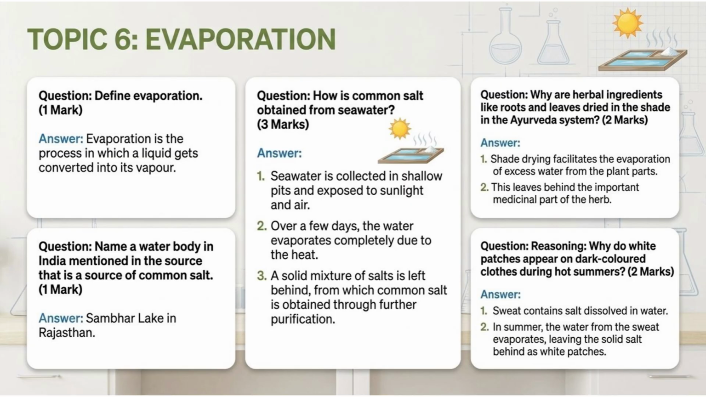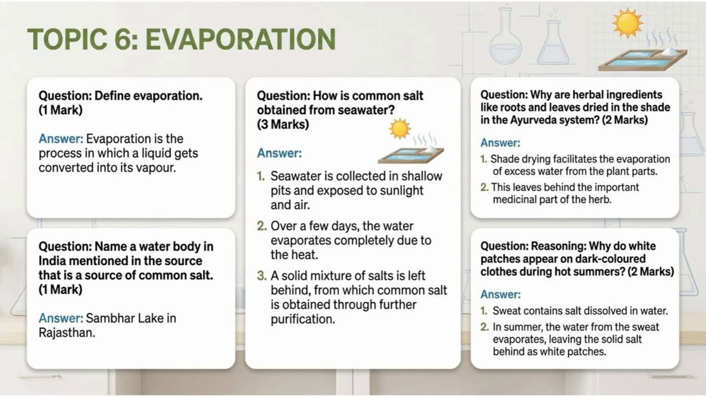Question. Why are herbal ingredients like roots and leaves dried in the shade in the Ayurveda system? 2 marks. Answer. Shade drying facilitates the evaporation of excess water from the plant parts. This leaves behind the important medicinal part of the herb. Question. Name a water body in India mentioned in the source that is a source of common salt. 1 mark. Answer. Sambhar Lake in Rajasthan.